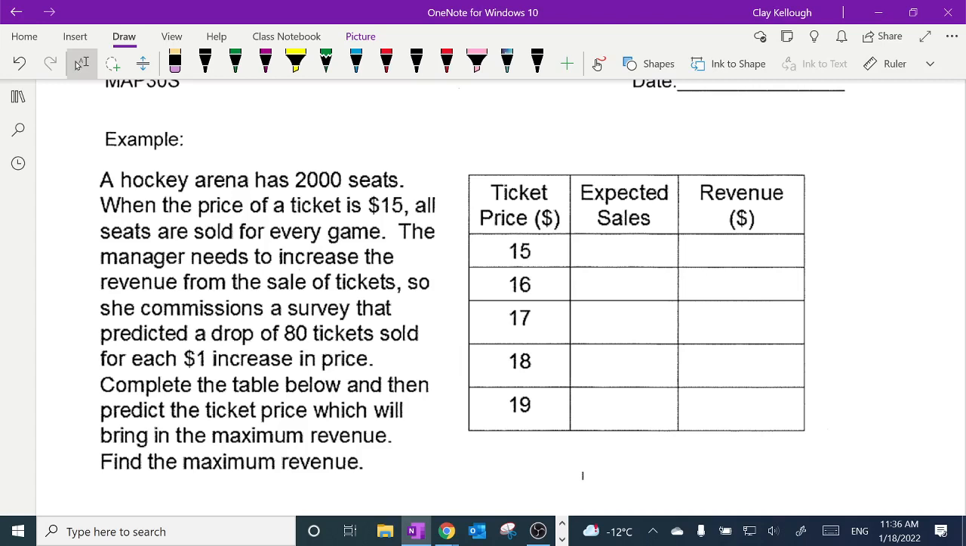So we know that if we stay at $15, we sell the place out. 2,000 and 15 times 2,000 is $30,000 in revenue. If we increase the price by $1, you lose 80 tickets every time. So that's now 1,920. And if you multiply 16 by 1,920, you actually go up. So even though you'd have a few empty seats, you'd make more money.